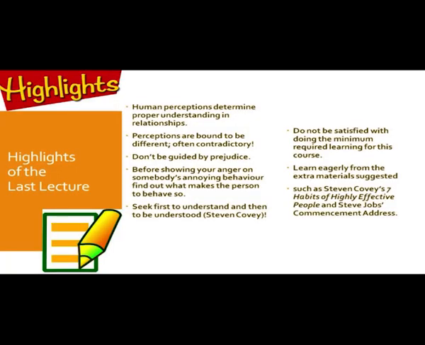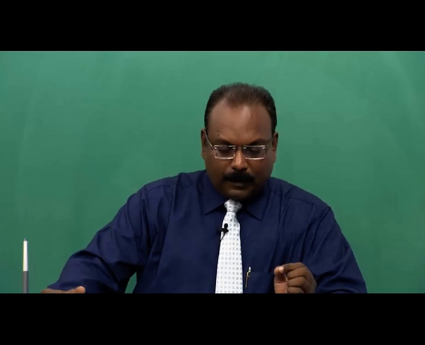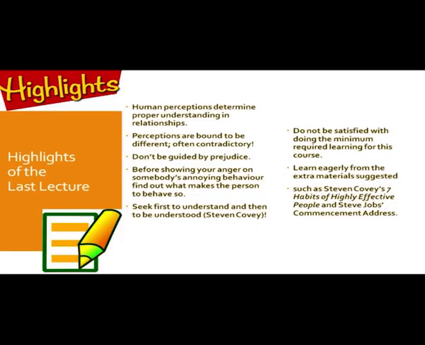In the previous one, I highlighted to you about human perceptions, and I was telling you how human perceptions determine proper understanding in human relations. Perceptions, I said, are bound to be different and often contradictory. We see the same object, but we have two different perceptions of the same object. And then, don't be guided by prejudice, especially in human interaction.